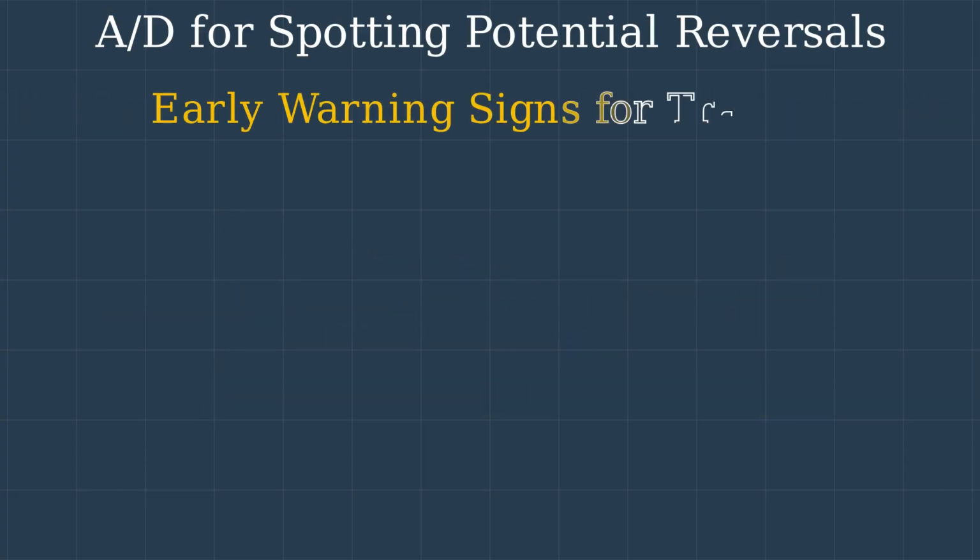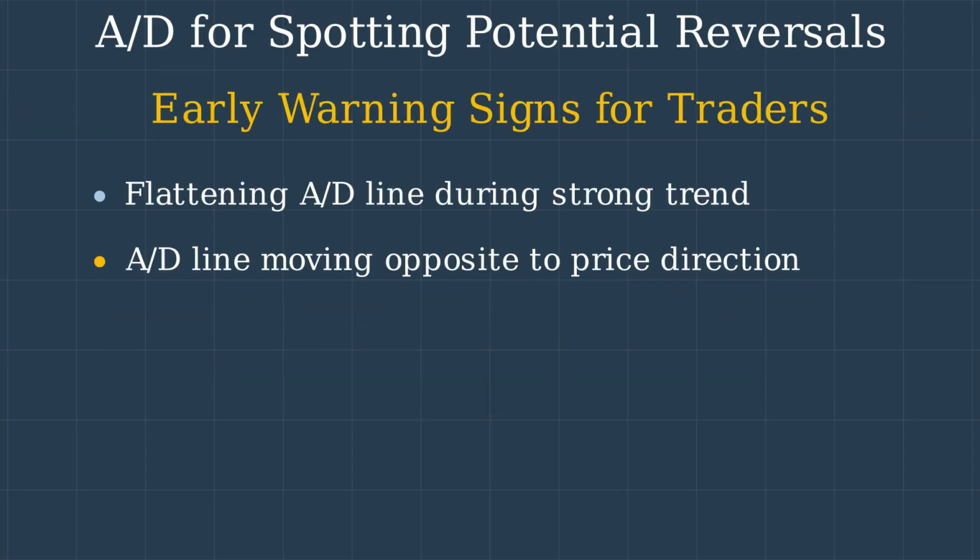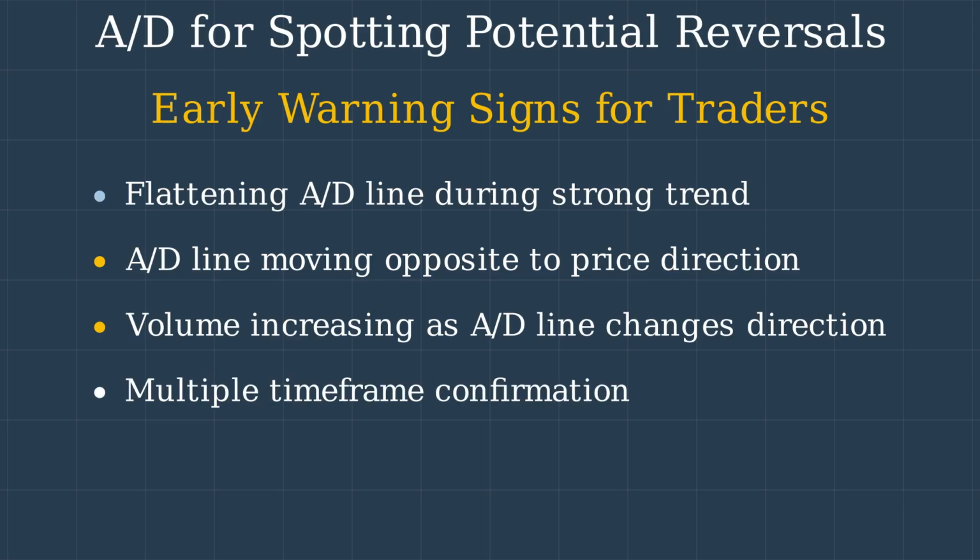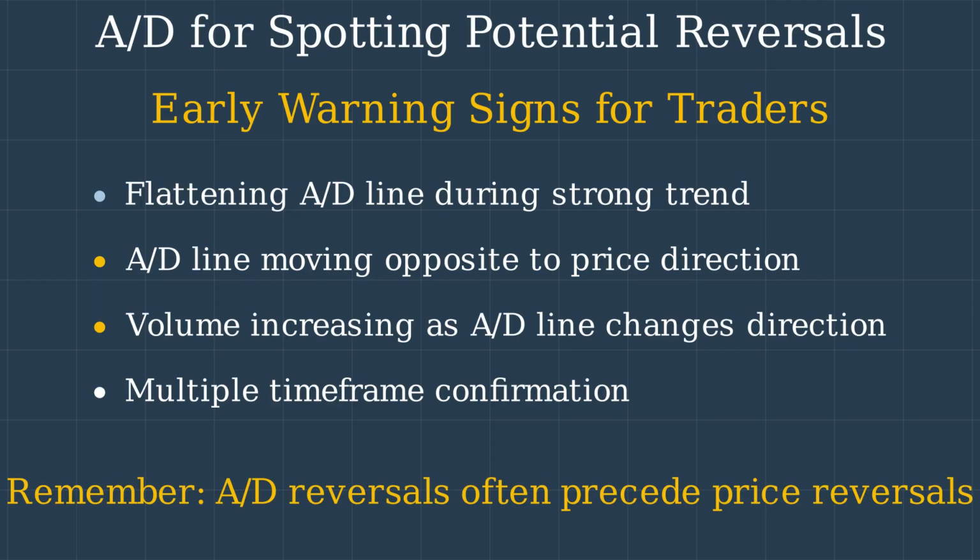Traders should watch for these early warning signs of potential reversals. First, a flattening AD line during a strong price trend, suggesting diminishing momentum. Second, the AD line moving in the opposite direction of price, a powerful signal. Third, increasing volume as the AD line changes direction, confirming the shift. Finally, look for confirmation across multiple timeframes for stronger signals. Remember that AD line reversals often precede actual price reversals, giving traders a valuable edge in anticipating market turning points.